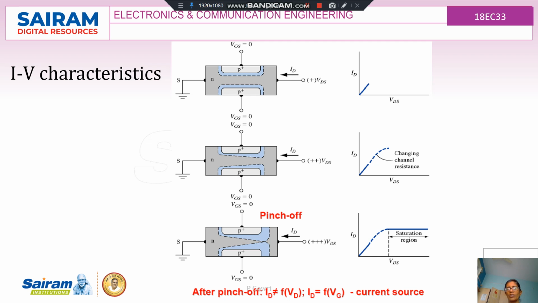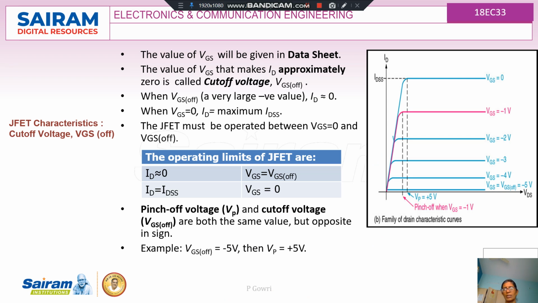After pinch off, the current will not be a function of my applied drain voltage, and now the current will be a function of the applied gate voltage. That is, now it acts as a constant current source. So if I increase my voltage, my output will not change. So now my device acts as a current source.